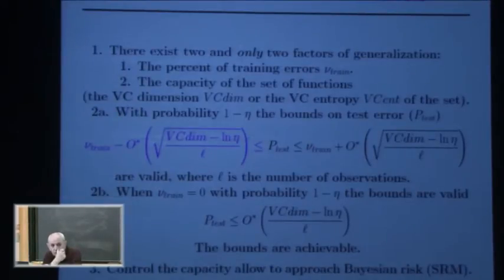It says that there exist only two factors which are responsible for generalization, that is, for the choice of a good function as a candidate for classification. The first is the percent of training error, which is obvious. The second is the capacity of the set of functions. That is not obvious, and that is the most important part of the theory. There were two concepts of capacity, VC dimension and VC entropy. VC dimension gives necessary and sufficient conditions of learnability when you don't know the probability measure, for any probability measure.